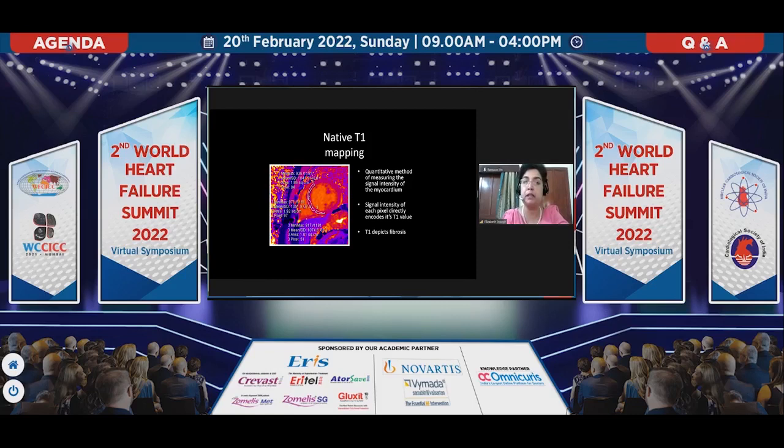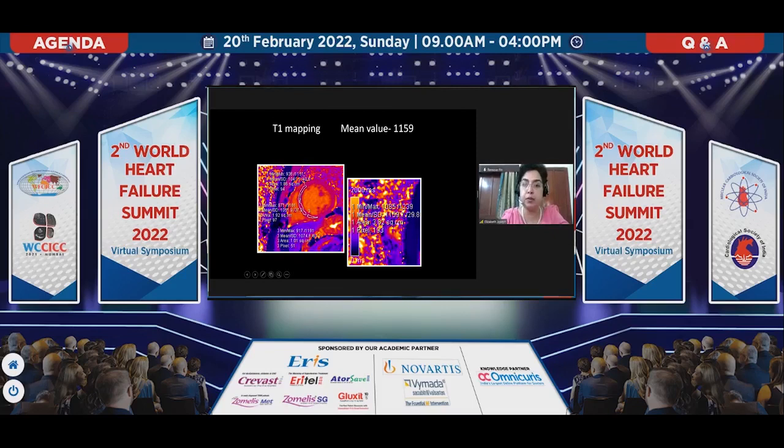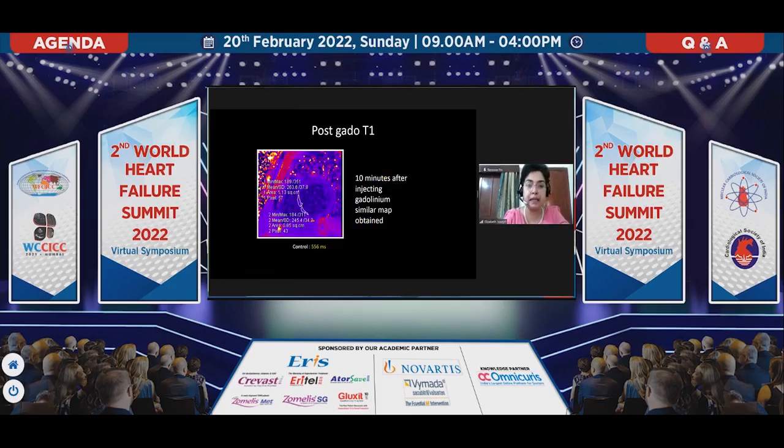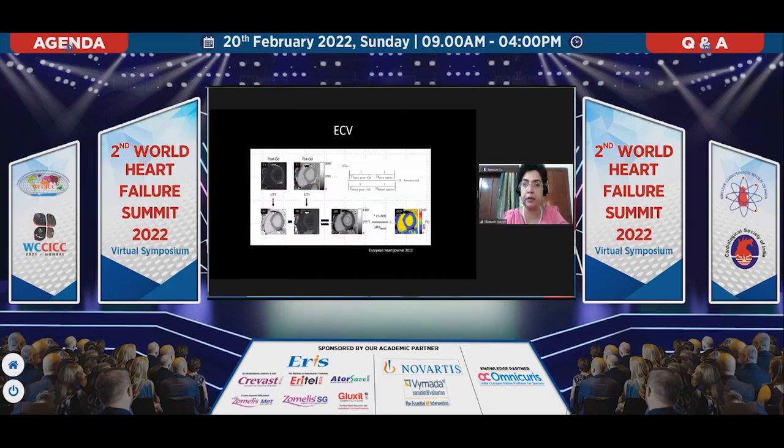It's a quantitative method of measuring the signal intensity of the myocardium. And each pixel directly encodes its T1 value and it depicts fibrosis. So if you look at this, I've zoomed down on one of these areas, and this is the value we look at, the mean value. Here, the mean value is 1159. And this is the standard deviation about which we will not bother right now. The post-gado map is exactly the same, except that it is acquired 10 minutes after injecting gadolinium.